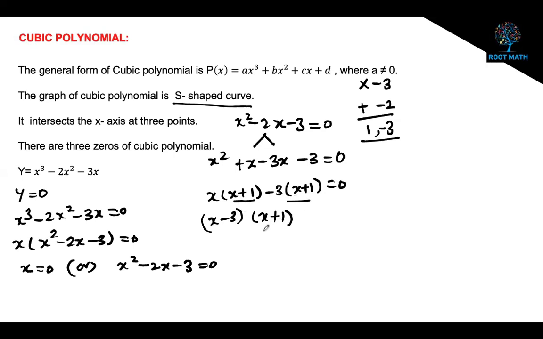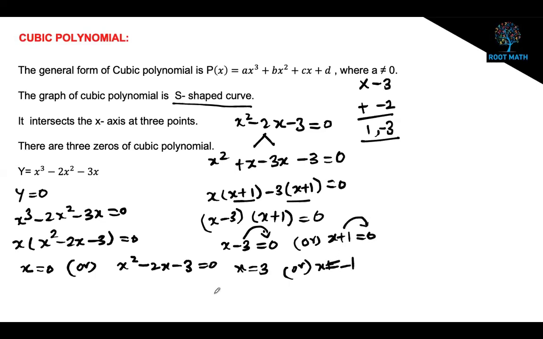So this x plus 1 I have written here and x minus 3 equal to 0. When x minus 3 equal to 0 or x plus 1 equal to 0. When x minus 3 equal to 0, this negative 3 goes to the next side as positive 3, or x plus 1 is equal to 0 means x is equal to negative 1. So list out the zeros. First we found x as 0. Next is negative 1 and then 3. So these three are the zeros of this polynomial.